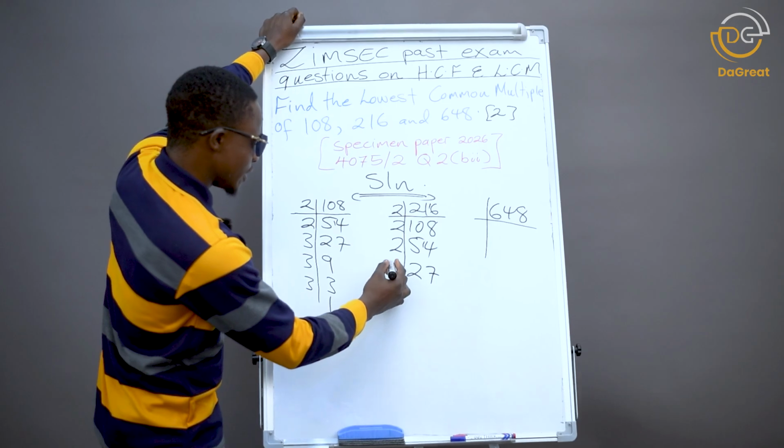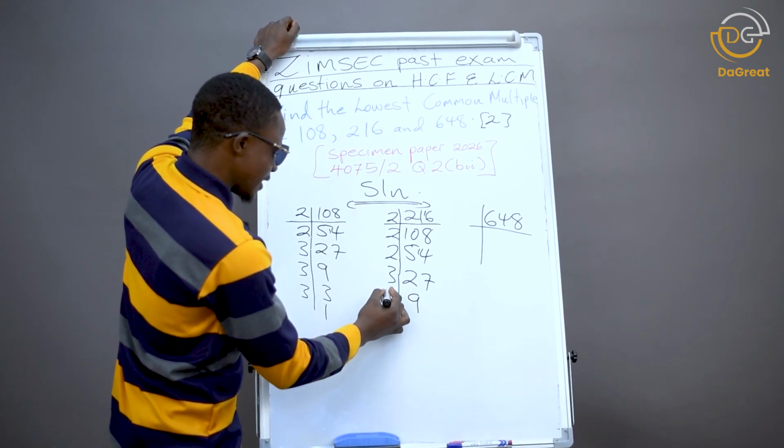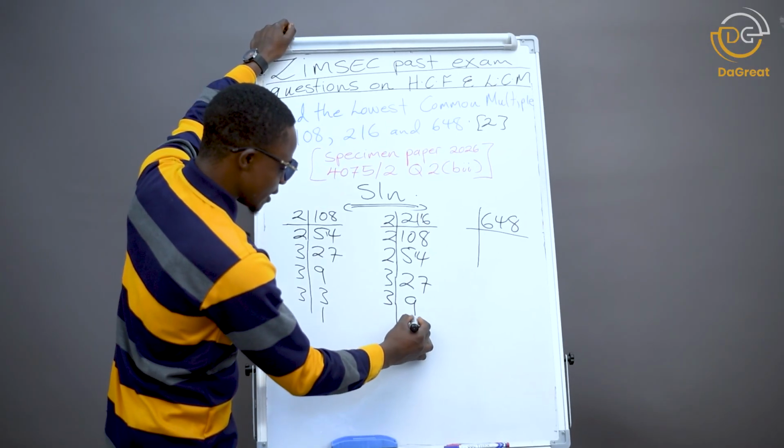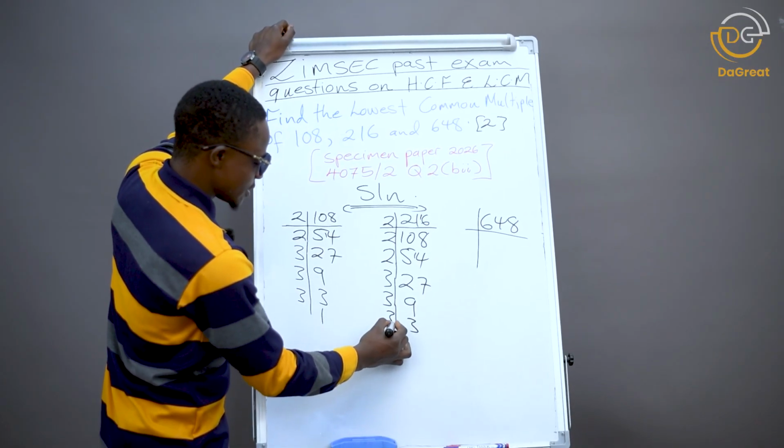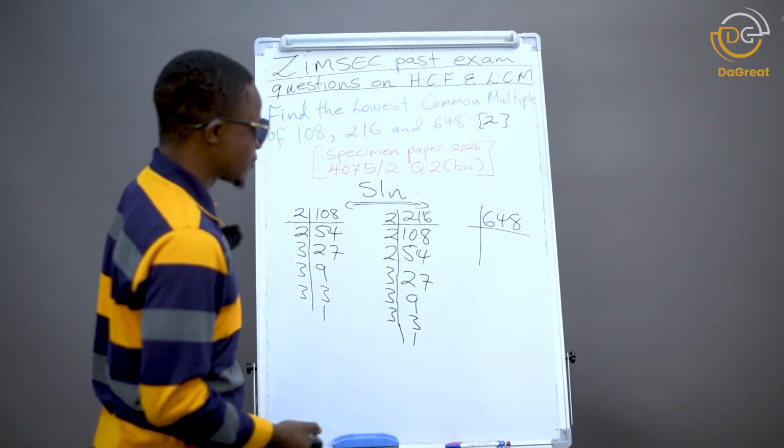The smallest prime factor of 27 is 3. 3 into 27 is 9. Smallest prime factor of 9 is 3 again. 3 into 9 is 3. Smallest prime factor of 3 is 3 again. 3 into 3, 1. Then we go to 648.